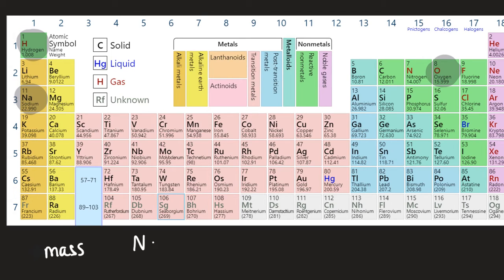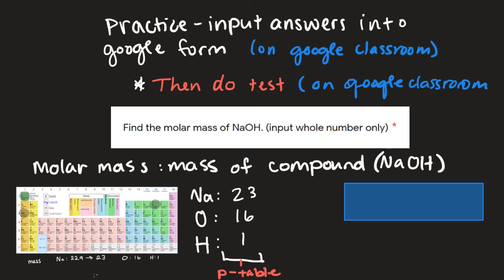Na is going to be 22.9, but we're just going to round it up to 23. Oxygen is going to be 15.99, but let's just round it up to 16. And lastly, hydrogen is going to be 1.008. Let's just round it up to 1. So I just copied it down right over here.